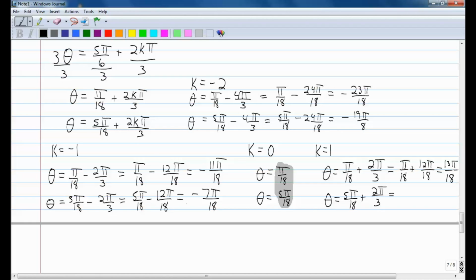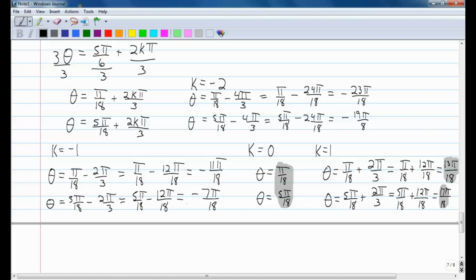So that's a solution. That's between 0 and 2 pi. And the next one, that's going to be 5 pi over 18 plus 12 pi over 18. That's 17 pi over 18. Now, 17 over 18 is still less than 1, so that's less than 1 pi. So those two are definitely solutions.